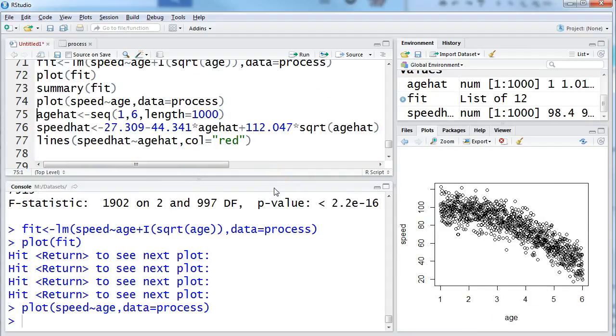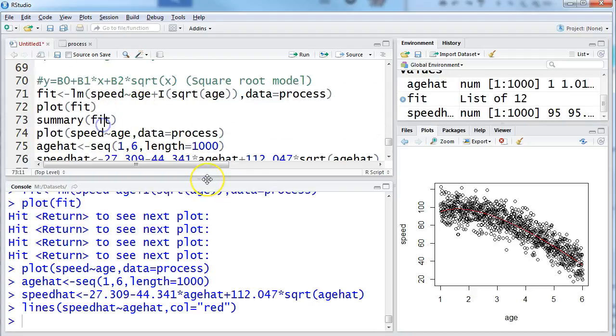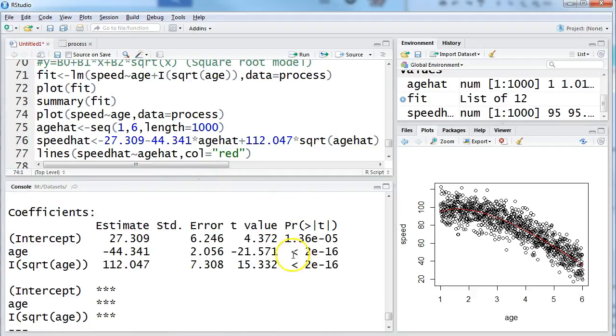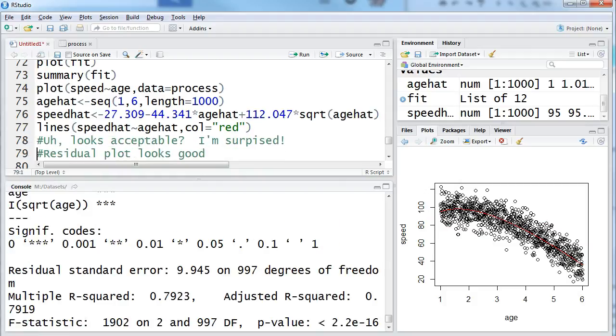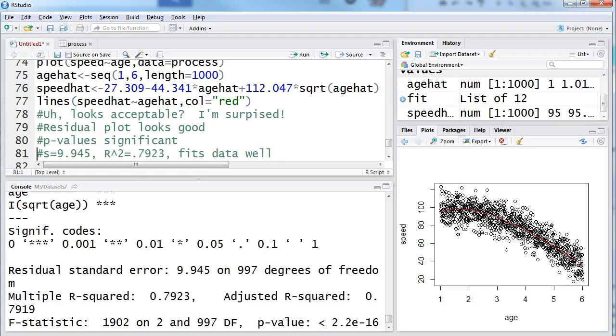Now I'm all curious. Does this fit? Hey, that's not bad. That's really not bad at all. I want to see the summary here. I'm going to be a little surprised. I didn't expect this one to work out. Very significant p-values. A nice fit to the curve. All right. I'm going to say, as much as I'm surprised, good residuals, significant p-values, and pretty decent results here.